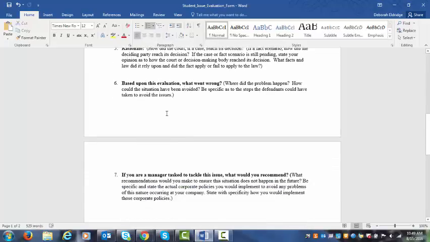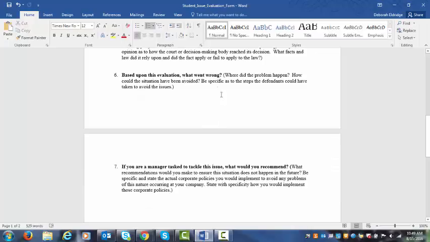Now, number 6, a little easier. With 6, what you're looking at is what went wrong. You know, where did the problem happen? So how could that have been avoided? And you're looking at it from that standpoint. What could the defendant have done to avoid the situation?